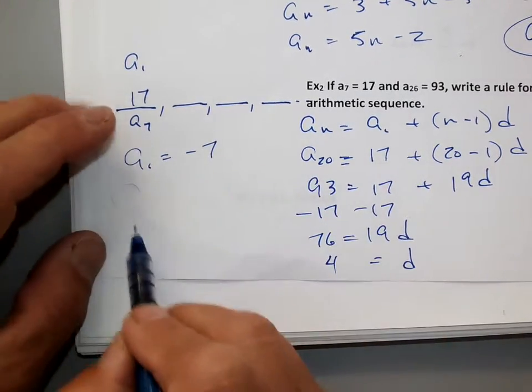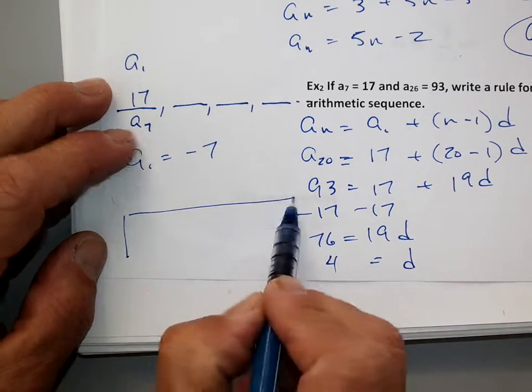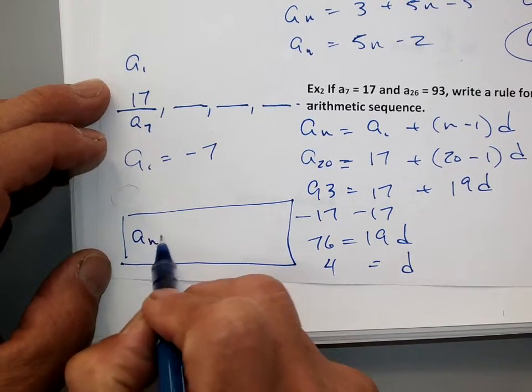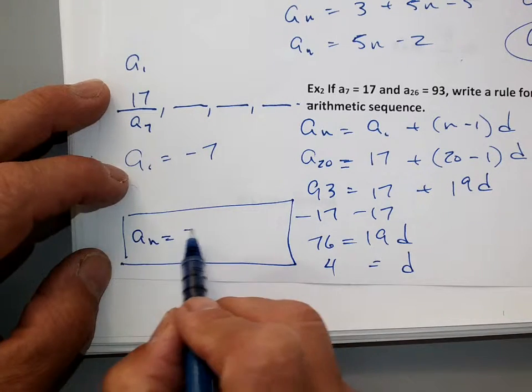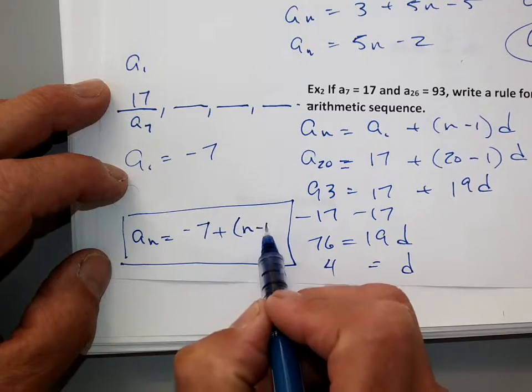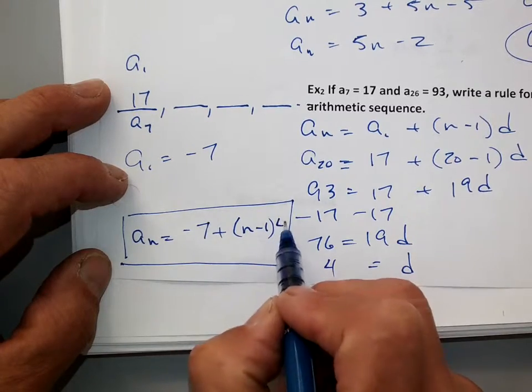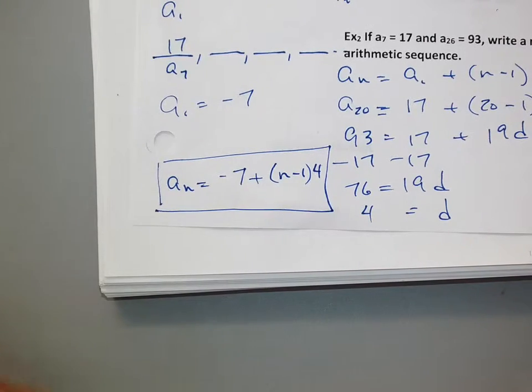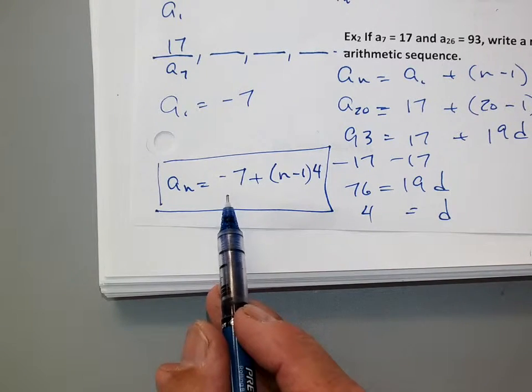We can make a formula. So here's my formula. You ready? A of n equals A1, which is minus 7, plus n minus 1 times 4. There's my formula, and I probably will simplify that. I know my first term because we worked it backwards, right?